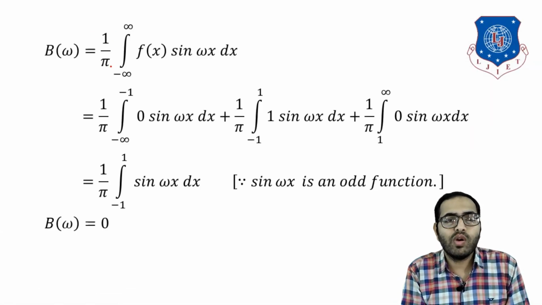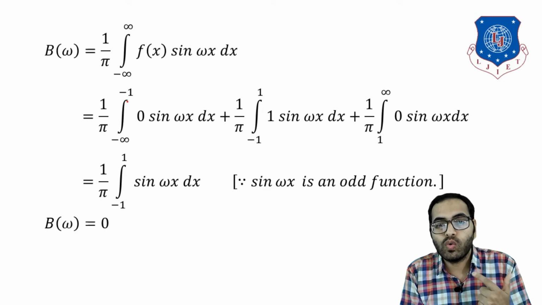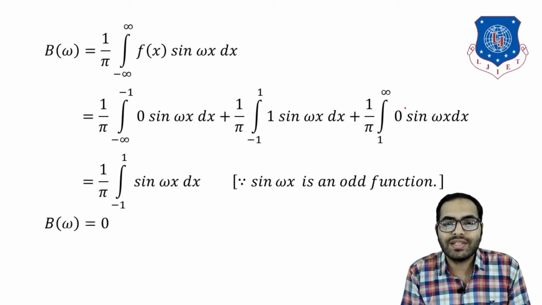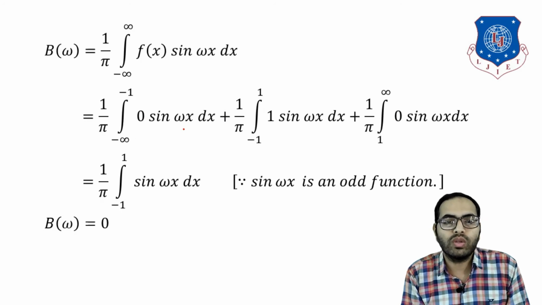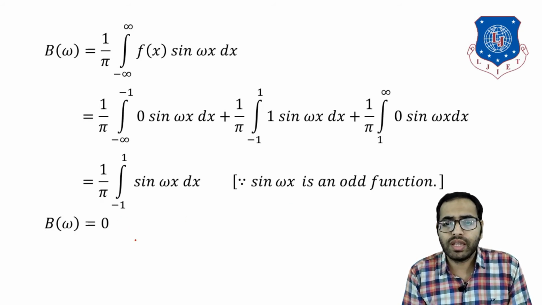Let's move on to the value of b of omega. Here b of omega is equal to 1 upon pi integral minus infinity to infinity f of x sin omega x dx. Firstly, what we have to do? Obviously splitting the limits. Then 1 upon pi, we have three conditions: minus infinity to minus 1, minus 1 to 1, and 1 to infinity. The first and last limits have the function value 0, and 0 into anything is 0, so the first and last terms become 0. The middle term is 1 upon pi integral minus 1 to 1 of 1 into sin omega x dx. Now here sin is an odd function, and whenever the limit is symmetric and the function is odd, b of omega is equal to 0. Here you just substitute it directly as 0.